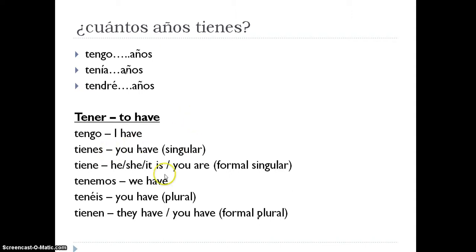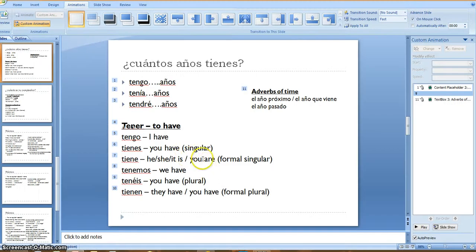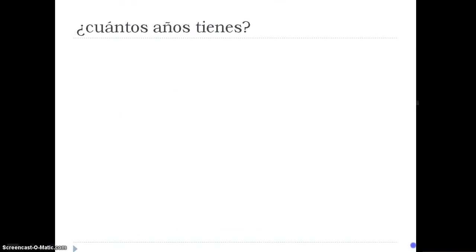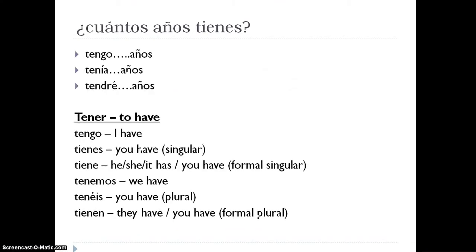So I am, you are, he, she, it is. I've put is there, but actually what I meant to say was he, she, it has, and you have as well. So let's just change those. So then we've got that, have. Okay. So we've got all of those.